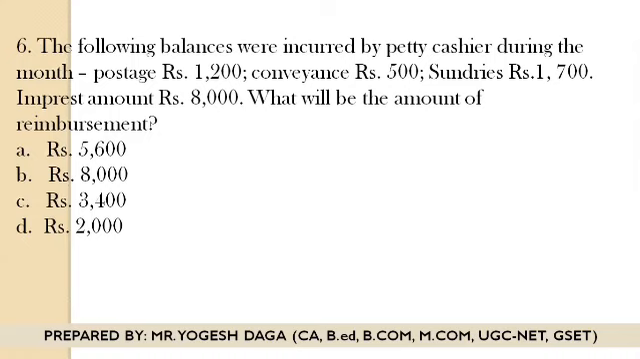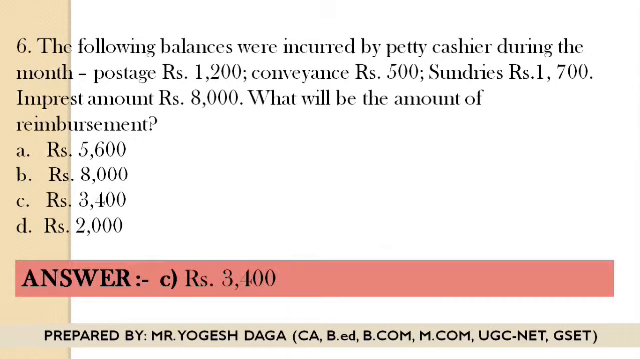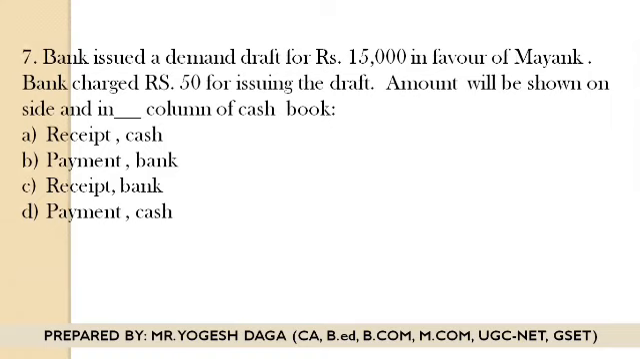Now students, you know that the petty cash book works on an imprest system, in which whatever you expend, that much amount will be reimbursed by your main cash book. So here we are expending 1200 plus 500 plus 1700. It means total 3400 rupees we are expending. So how much amount will we get reimbursed from the main cash book? Yes, from these four options, I think you have made the answer, and the correct answer is C, that is the 3400 rupees we will be reimbursed by the main cashier.